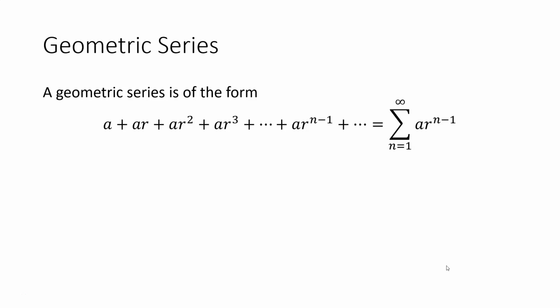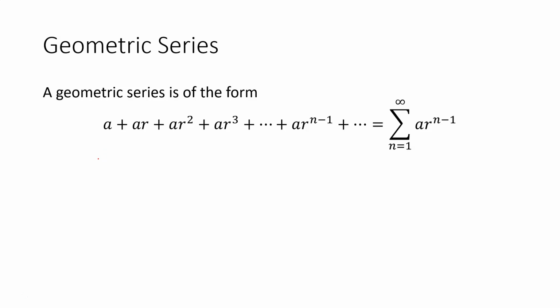Here I'd like to look at a specific class of series that has a lot of really nice properties and also tends to come up a lot in applications. A geometric series is a series of the form a plus ar plus ar squared plus ar cubed and so on. And the key characteristic about a geometric series is that you notice that there is some common factor r that can be used to generate the terms of the series.